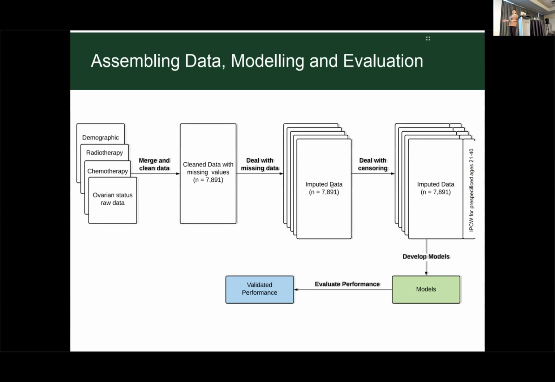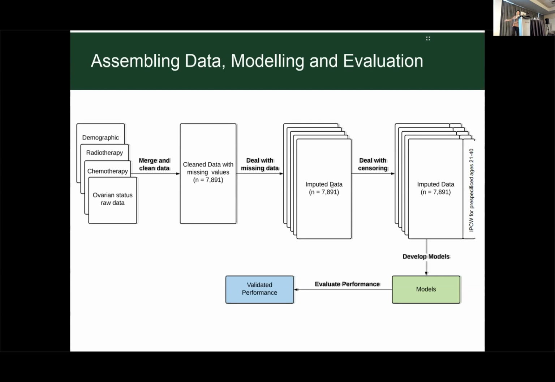And this is just a quick overview of what the process looks like. First, you merge and clean the data, including data with missing values. About 90% of the survivors don't have a complete record on every single variable we collect. If you remove all of them, there are two problems. One is that it can introduce bias, and the other is that you're reducing the sample size, which is important, right? So the way we deal with the missing data is by using imputed data.